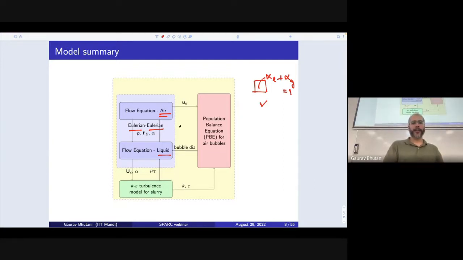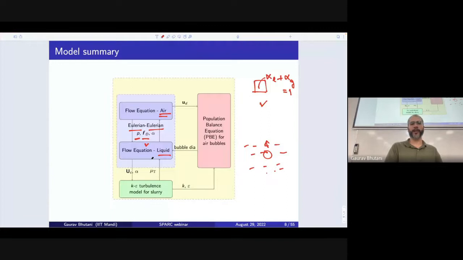How do these two phases interact with each other? They interact through pressure. There's a common pressure that they share. They interact through a drag force. So when, let's say, a gas bubble rises up in a liquid, it applies a force on the liquid upwards, and the liquid applies an equal and opposite force on the gas bubble downwards. So this is the drag force we're talking about here. This is how the two phases interact with each other momentum-wise.